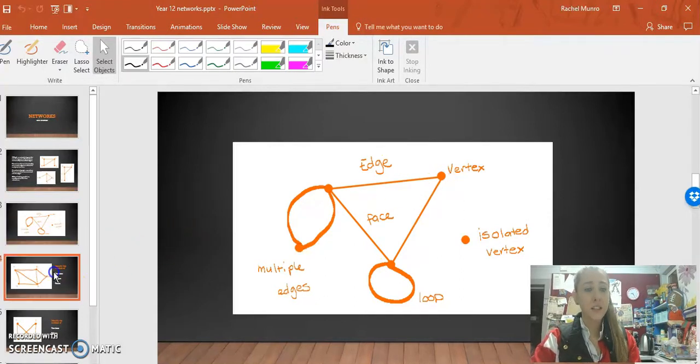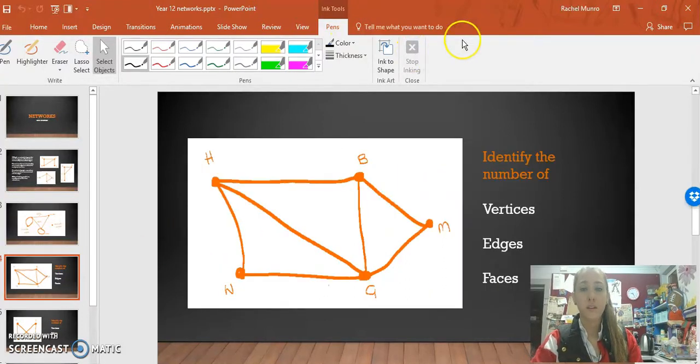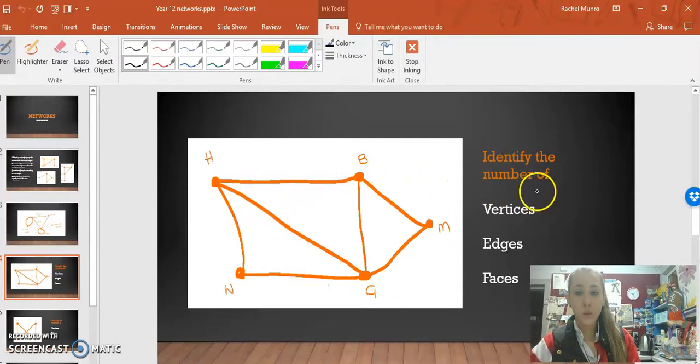Okay, let's jump into doing some work with these graphs. It's asking us to identify the number of vertices, edges and faces in this example. So let's start off by writing down what vertices we've got. We've got vertices H, B, M, G and W. So there's 5 vertices there.